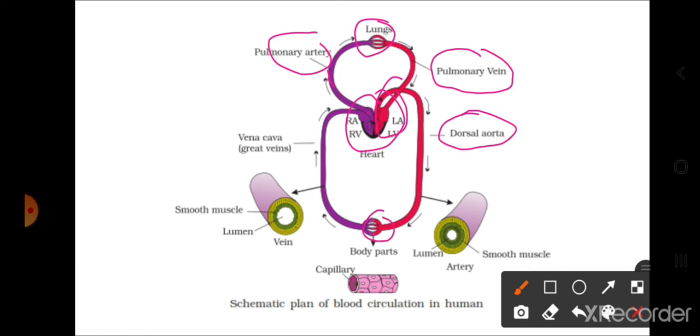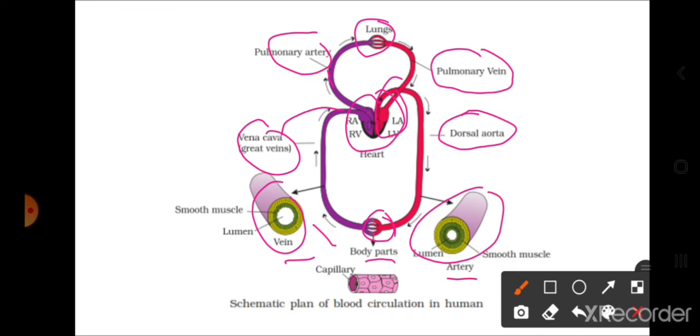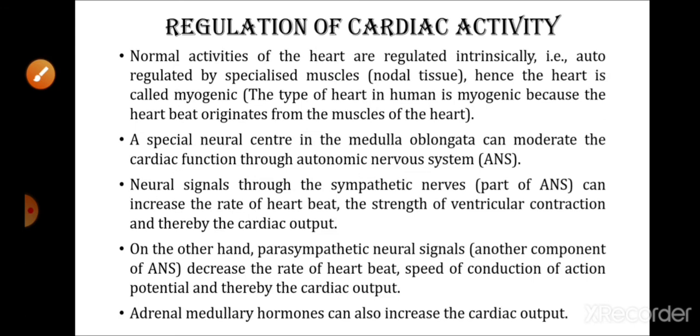Now this oxygenated blood, when used in the body parts, becomes deoxygenated. Deoxygenated blood through the various veins is emptied into the vena cava, which empties the deoxygenated blood into the right auricle. So this is the artery, this is the vein. आप लोग देख सकते हो, this is artery and vein. आर्टरी का diameter is smaller compared to the vein. वेन का lumen, वेन का diameter is more compared to that of the arteries.